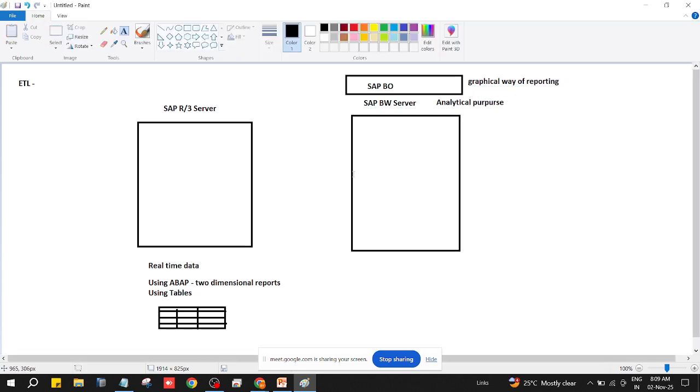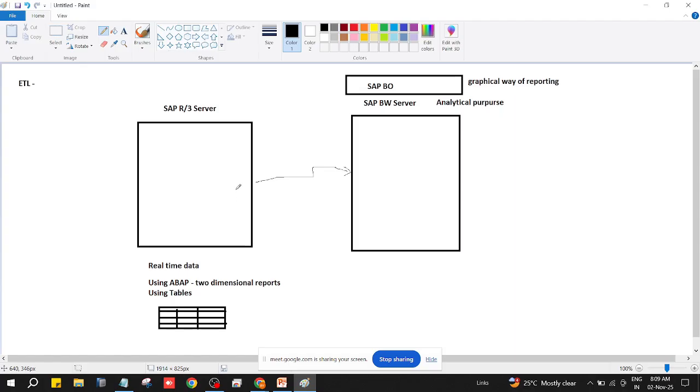So what happens is that the data loads from SAP R3 to this BW server. Data load happens. First, extract the data from R3 to the BW server, then transform and load. This is the concept of ETL.